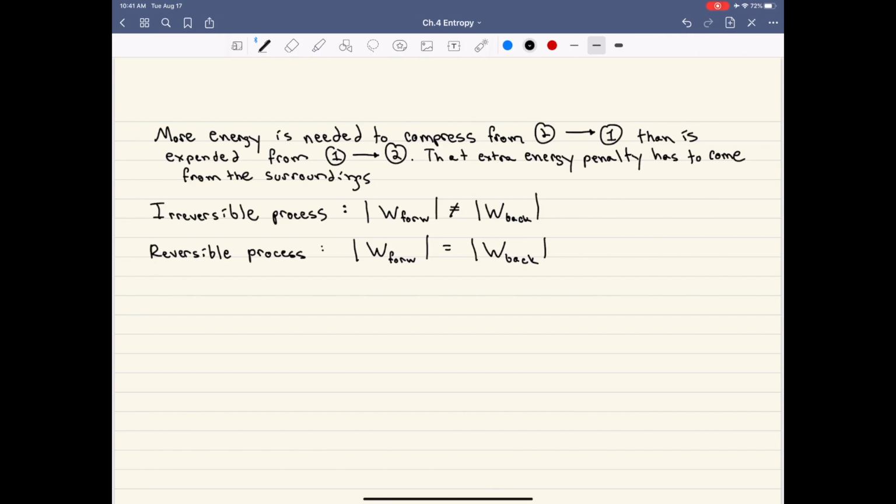So we saw that if we rapidly expand a gas in a piston cylinder by removing a 1 kilogram block from the piston, the amount of work exerted by the system in the forward case is not equal to the amount of work received by the system in the backwards case, right? And so what we're going to do now is evaluate another system that's very similar to the first one.